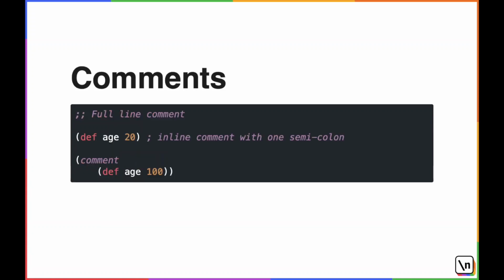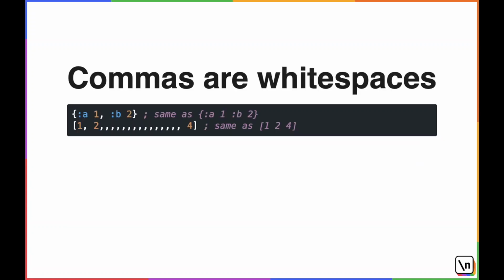Comments can be defined using a semicolon. The convention is to use 2 semicolons for a full line comment and 1 semicolon for an inline comment. We can also use the comment macro to define multi-line comments that contain code. This is generally called a rich comment, and we'll study about this later in this course. Commas are read as white spaces. You don't really need to add them, but you can if you wish.